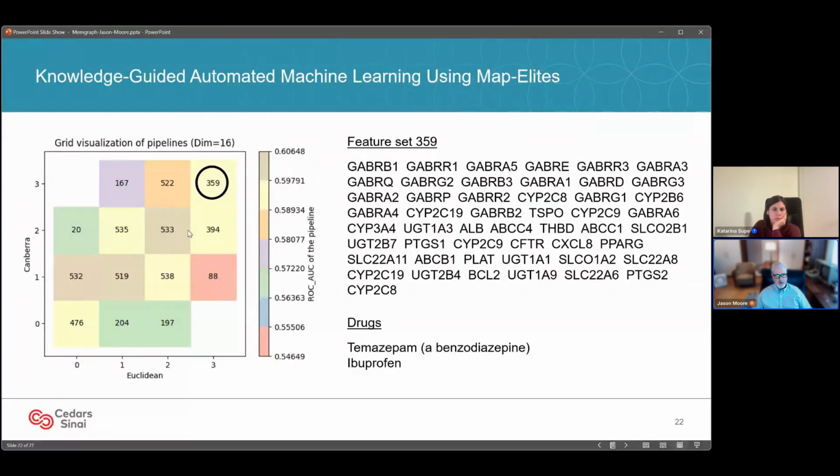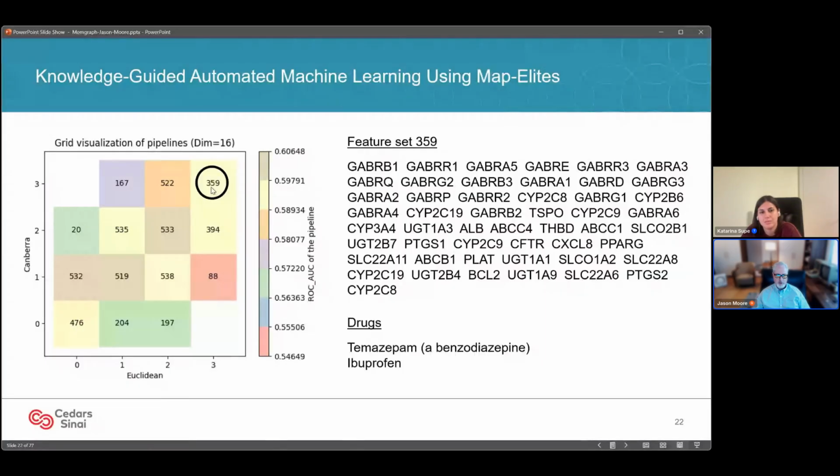What was interesting, and this is exactly what I wanted to discover, is that we got a feature set here at the top, number 359, that I'll explain in a minute, that had an area under the ROC curve of about 0.59, and it performed just as well as feature set 476, which I'm not going to show you, which is closer related to Alzheimer's disease. So this was encouraging to us.